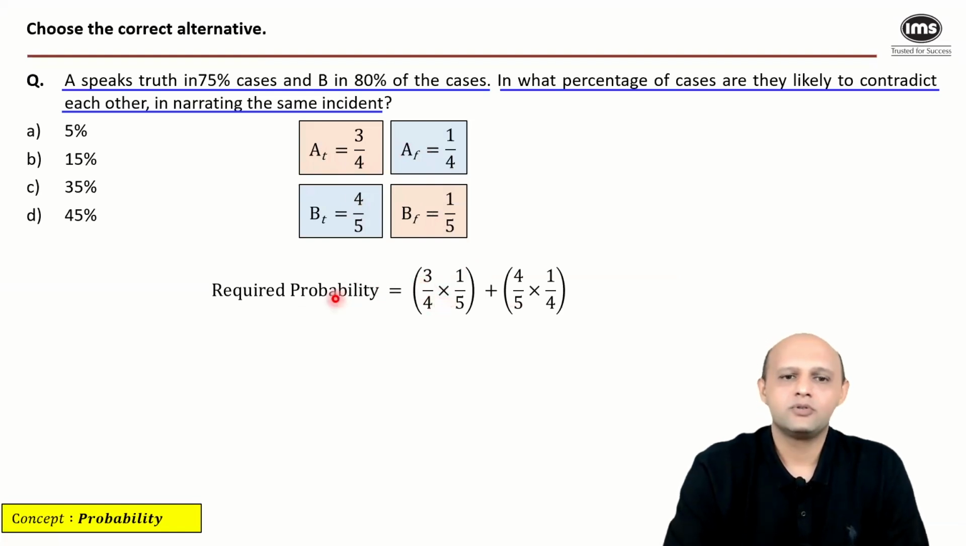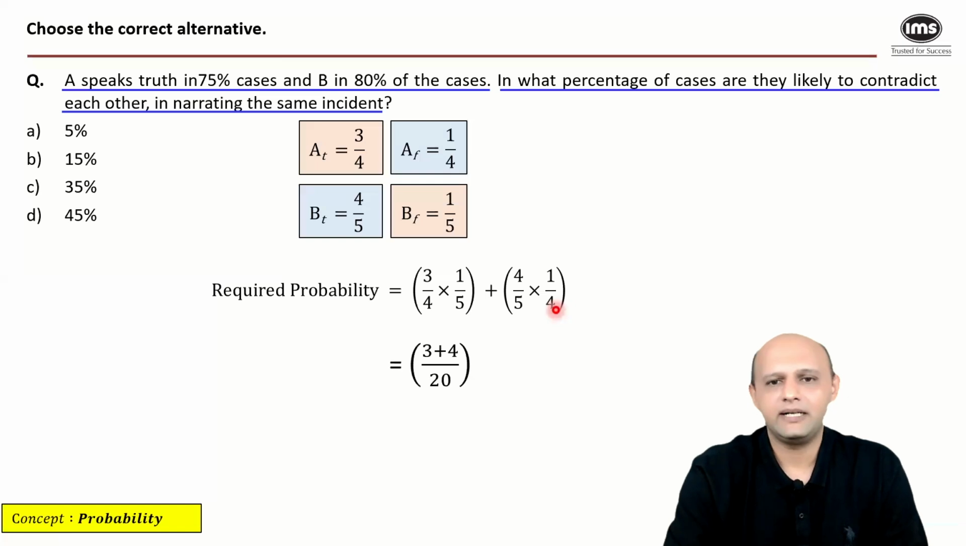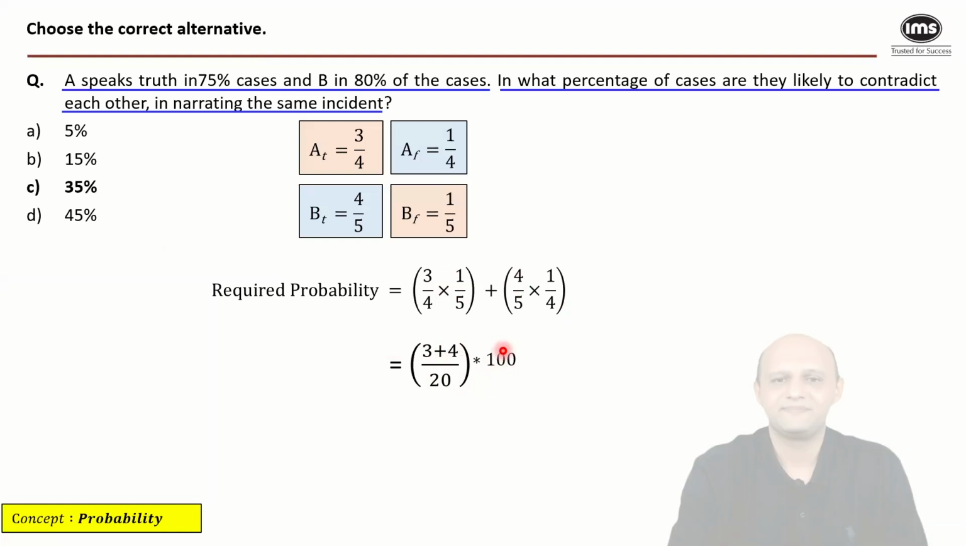So 3 by 4 into 1 by 5 would be 3 by 20. And 4 by 5 into 1 by 4 would be 4 by 20. So 3 plus 4, which is 7 by 20, of course, into 100. We want the required percentage. This is just the ratio. 7 fives are 35. So 35, option C would be the answer.